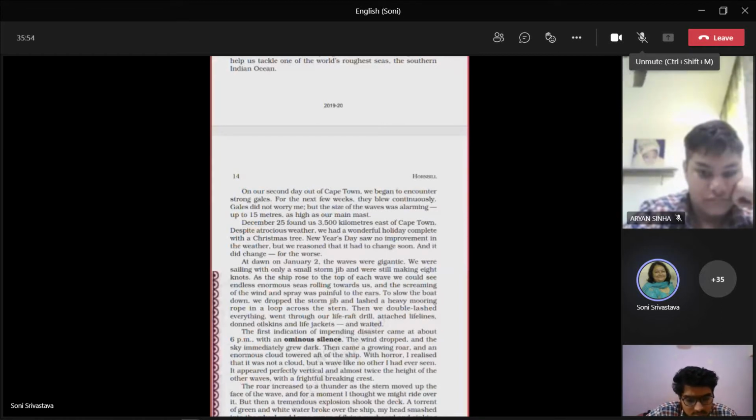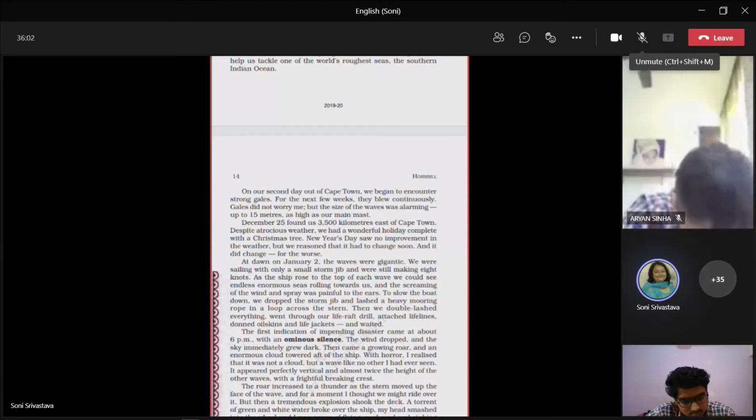Now, December 25th found us 3,500 kilometers east of Cape Town. Despite atrocious weather, we had a wonderful holiday complete with a Christmas tree. New Year's Day saw no improvement in the weather, but we reasoned that it had to change soon, and it did change for the worse.